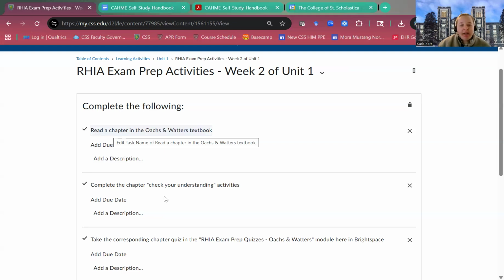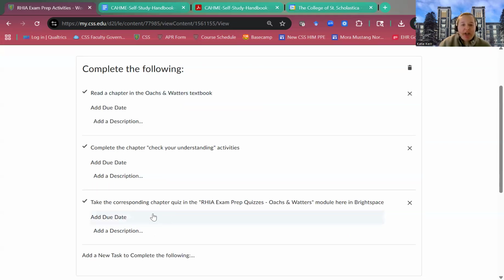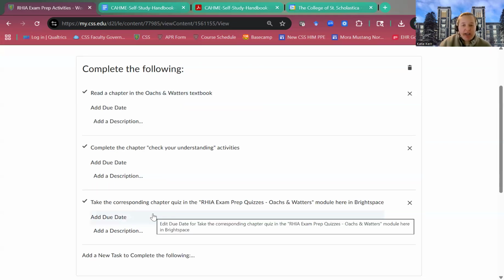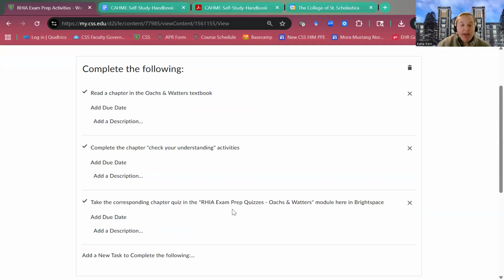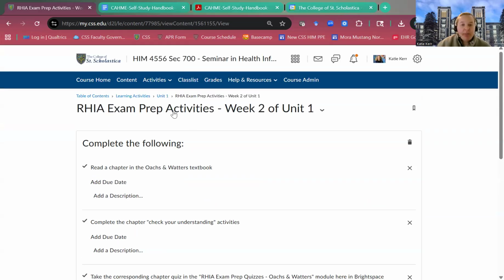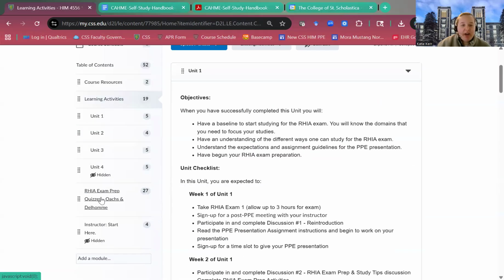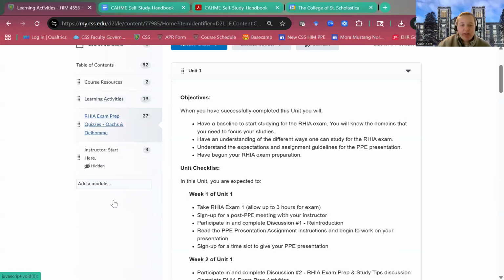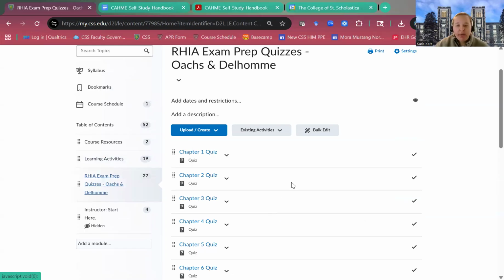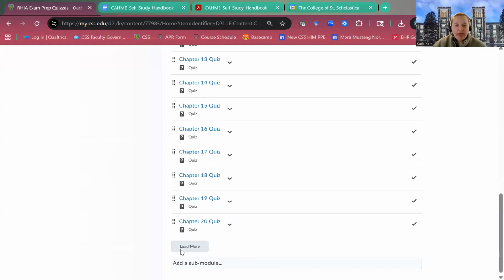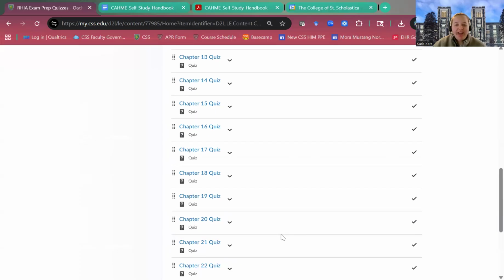And then from there, take the corresponding chapter quiz in the RHI exam prep quizzes that I have here in Brightspace. I'm going to go back and show you those again. They're right here, RHI exam prep quizzes. Again, I'm going to change this. I know the other information there is incorrect because of the new version of the textbook, but here they are. There are 27 of them.